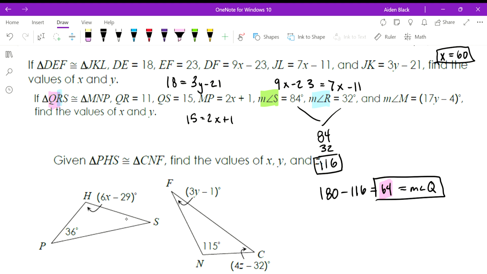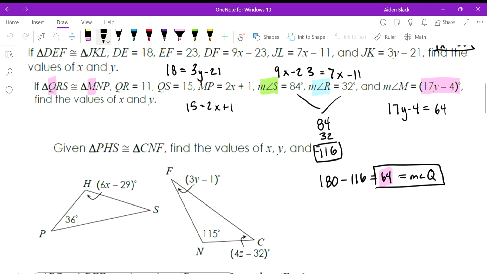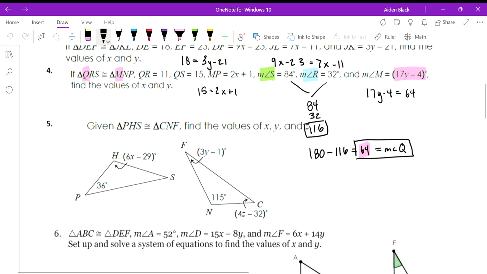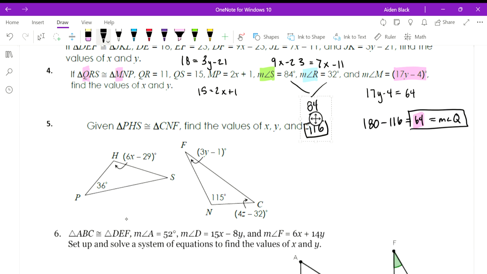Okay, now that I have that, let's look. Which angle goes with angle Q? It's the first letter of the first triangle, so I'm going to look at the first letter of the second triangle, angle M. Do I have the measure of angle M? I do, right here. So I know that 17y minus 4 is equal to 64. And then I can solve that one. Get these out of the way so we can do this next problem.